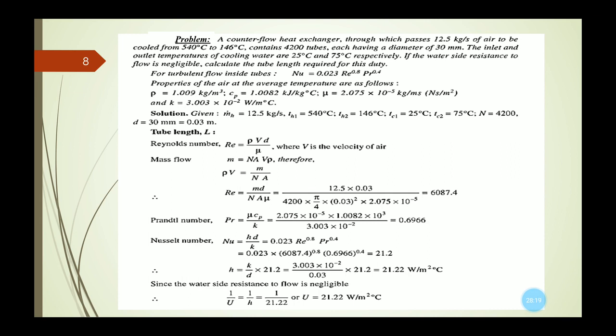Then the formula of the Nusselt number is h d by K. So this h d by K is 0.023, Reynolds number to the power 0.8, Prandtl number to the power 0.4. Now putting all the values here, we can calculate the convective heat transfer coefficient, which is coming as 21.22 watt per meter square degree centigrade. Now one thing is given here, since the water side resistance to flow is negligible, in that case 1 by U, that is the overall heat transfer coefficient, is only 1 by h, the convective heat transfer coefficient. That means U actually equals h.